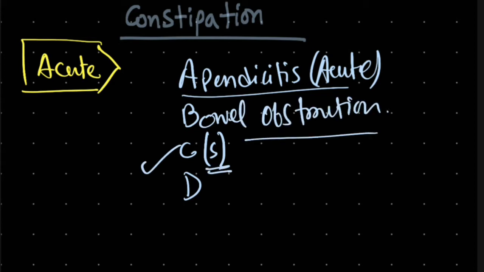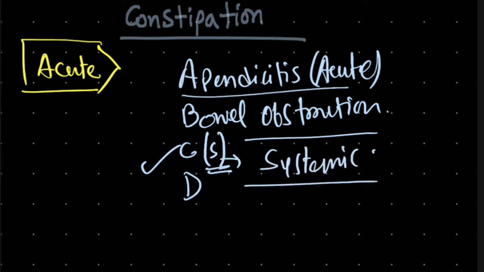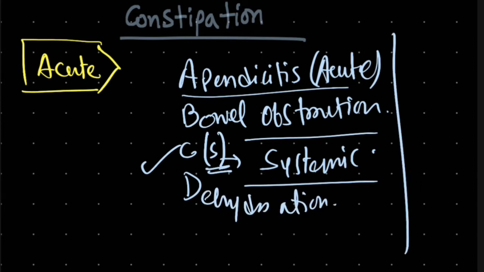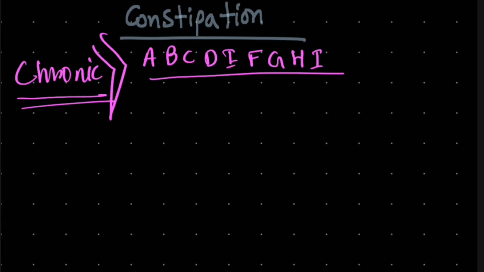C we pronounce as S, so you have to remember this with this trick. Like C, you have to pronounce as S. So S is for systemic causes. There are various systemic causes which can cause constipation. Then D is for dehydration. So these are the 4 causes of acute constipation. Now about chronic constipation causes, it comes from A, B, C, D, E, F, G, H, I. So many causes. So let's discuss A.